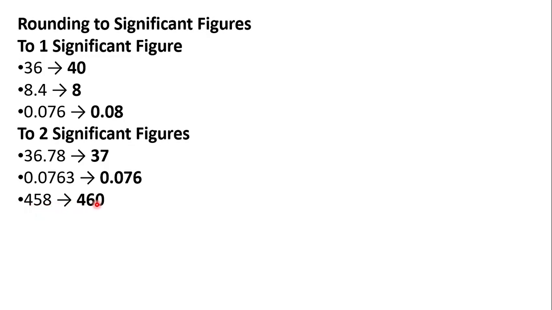458 to two significant figures. The numbers under consideration are 4 and 5. So we consider the third number, which in this case is already greater than 5. So you take that as a 1. Add to 5 to give us 46, or 460. So this number is to two significant figures.